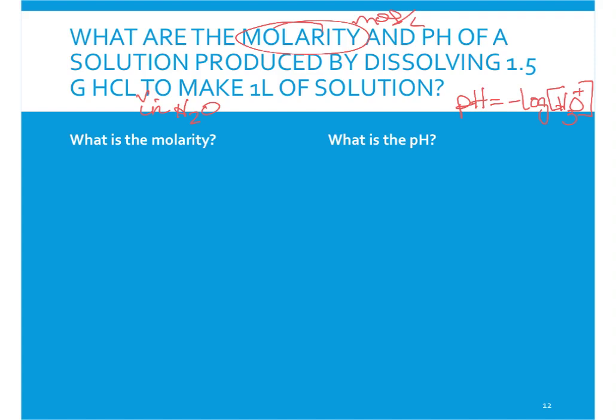And what do we know here? We're going to dissolve 1.5 grams of HCl in 1 liter of solution. It's an aqueous solution. So what's the molarity of that? What is molarity? It's moles per liter. I have liters. It's 1. I need to find moles. I know that I can find moles from grams, so let's do that.